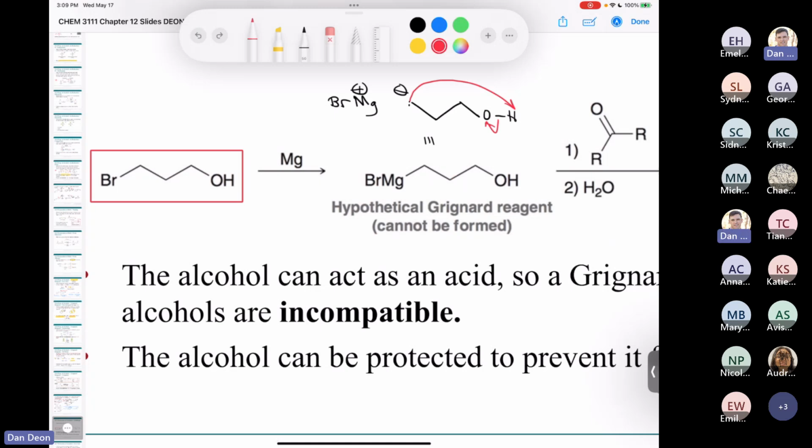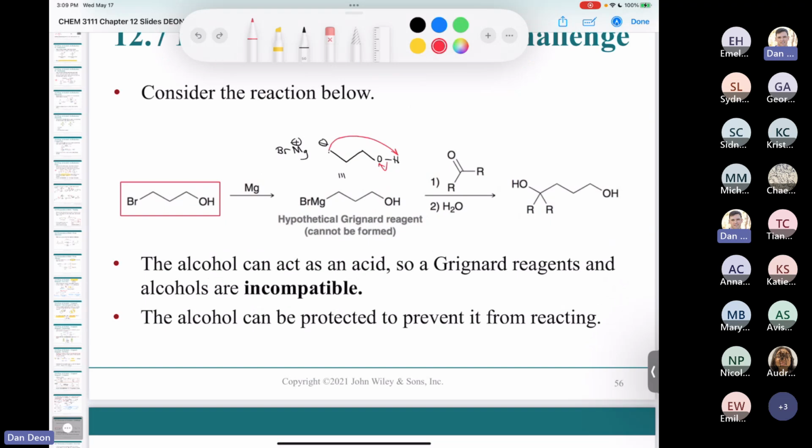It's impossible to make this type of compound. And if you're like, well, what's your point, Mr. Dion? My point is this: an alcohol and a Grignard are incompatible. You cannot have them in the same compound. It's impossible. It's a nice idea. You're like, well, maybe if I made this, then I could do a nucleophilic attack on this ketone, and then I make a tertiary alcohol, and then I have 2 hydroxyls, and I make a diol.